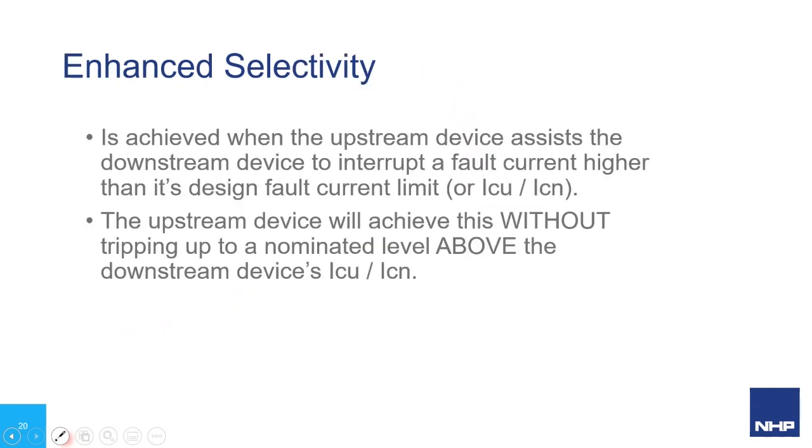This takes us to the next subject of enhanced selectivity. Now, we're not going to cover enhanced selectivity in great detail here because it starts to get us into many of the complex applications that will take way too long for this webinar, and we'll cover this in future webinars. But as a definition, enhanced selectivity is achieved when the upstream device assists the downstream device to interrupt a fault current higher than its designed current limit or ICU or ICN. The upstream device will achieve this without tripping up to a nominated level above the downstream device's ICU and ICN. This is an important thing to understand, but we'll cover this in future webinars.